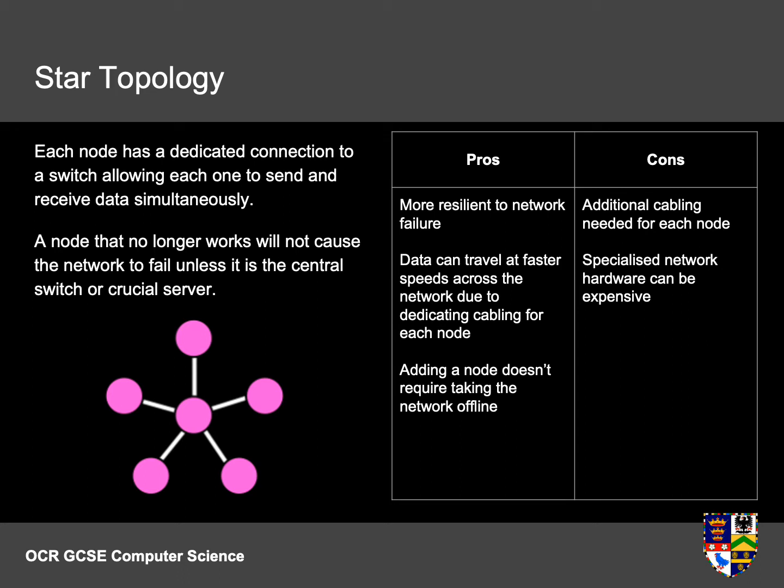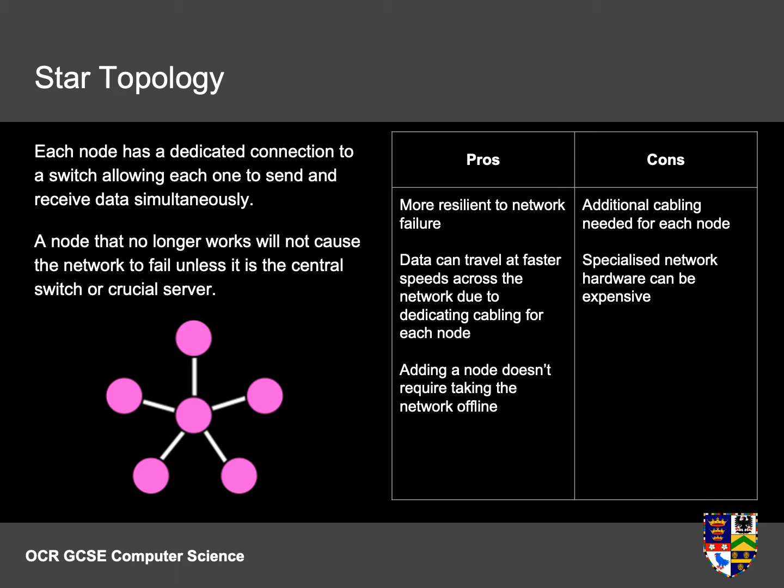Adding a node is as simple as plugging in another cable into the switch, and it doesn't mean you have to take the rest of the network offline. In terms of cons, you've got a lot more cabling. So if you think about your classroom at school, if you've got 30 computers in a room, each one of those might have to have a 30-40 metre cable in order for it to reach a switch. Now if there was a ring topology, you just need a cable to run around each one of those computers, and it'd be much cheaper and much less expensive in order to set that network up.